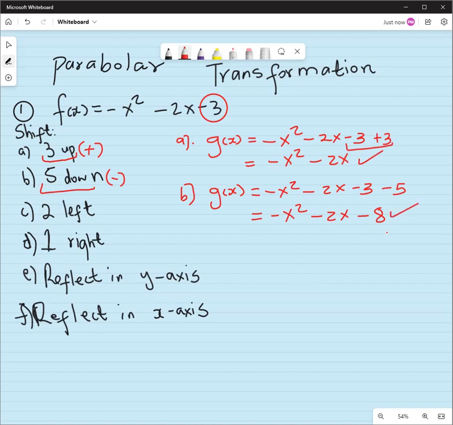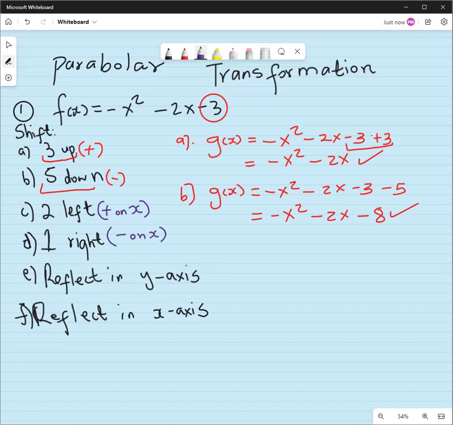Okay, ladies and gents, now we're going to discuss left and right. Left and right, you do the opposite. If they say move to the left, you add on x. So to the left, you are adding on x. So wherever x is, you're going to add however many units they say you must move with. And then right, you subtract on x.